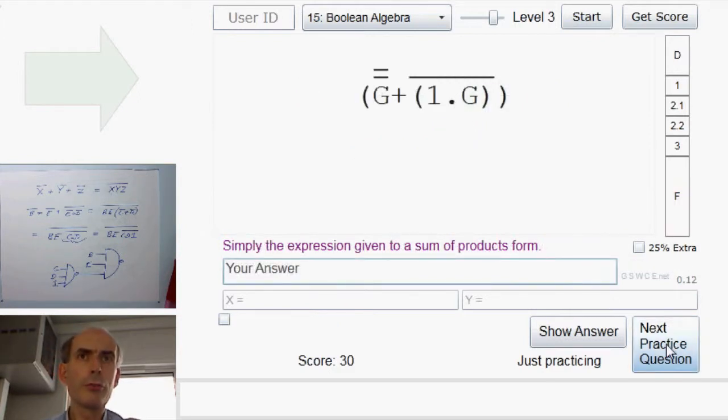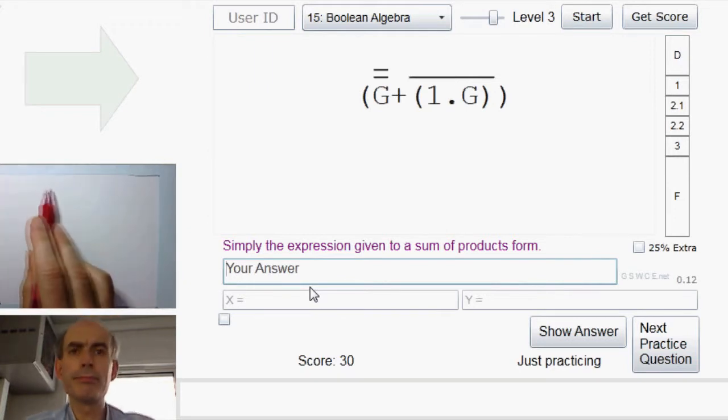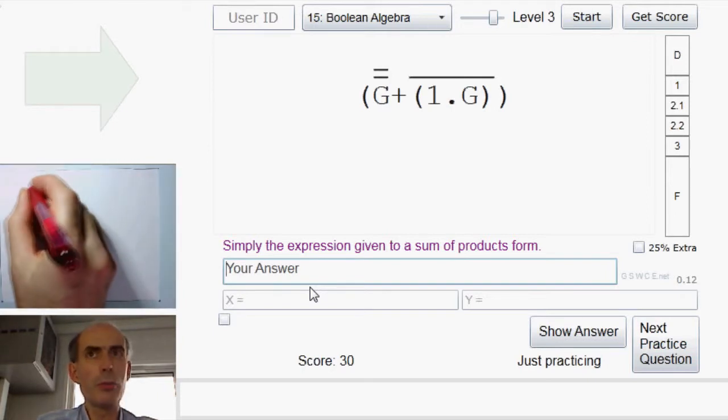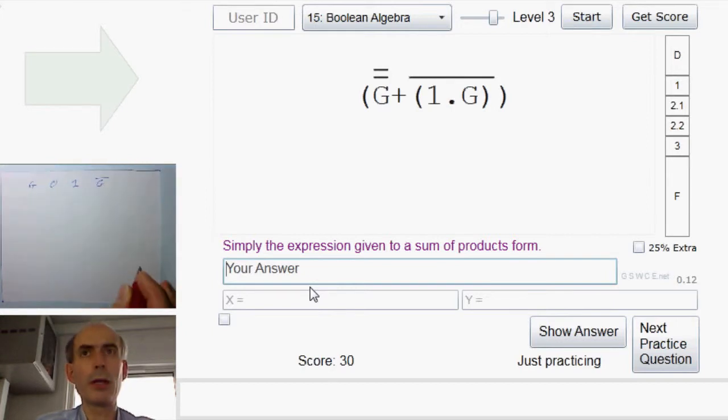Let's see if there's a different type. Okay, this is a simplify, but it's only one variable. There's only one g variable in there. So there's only 4 possible things this can be. It can either be g, or 0, or 1, or not g, and that's it.